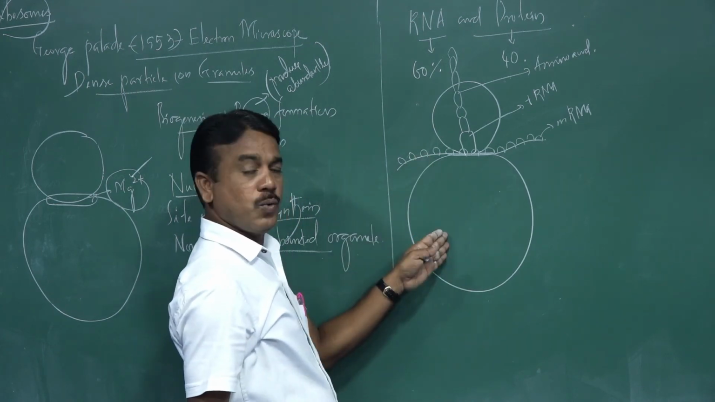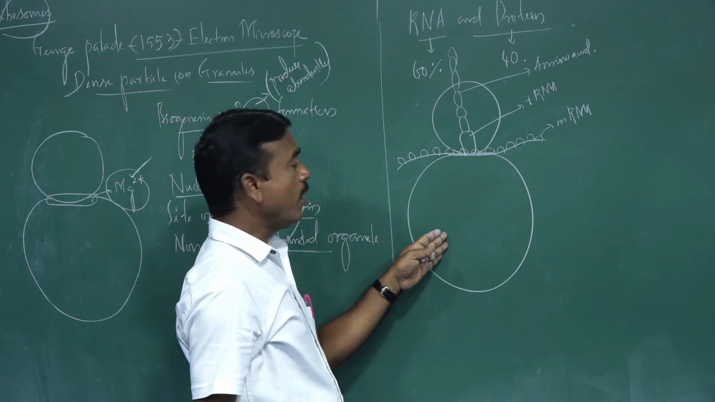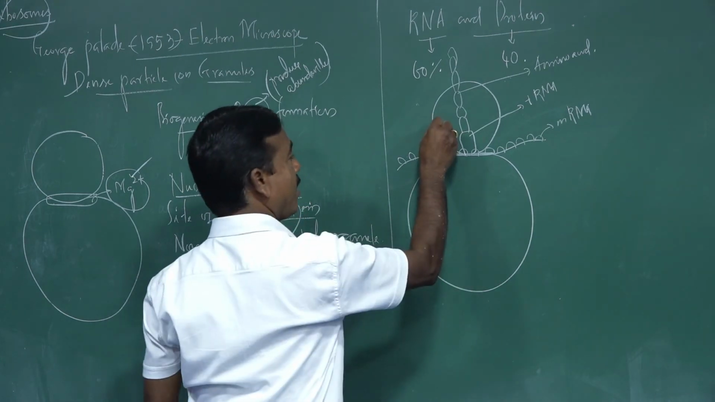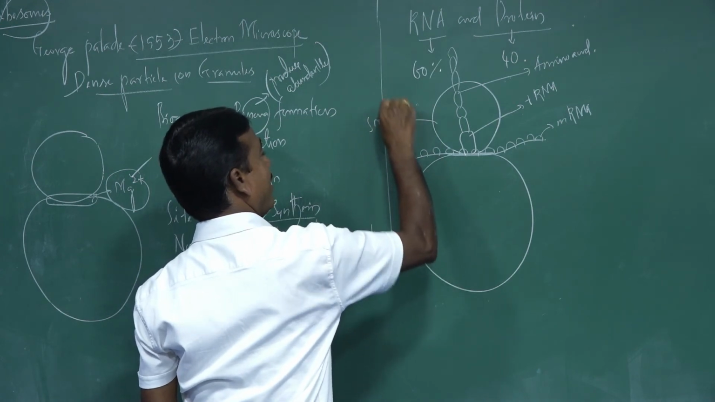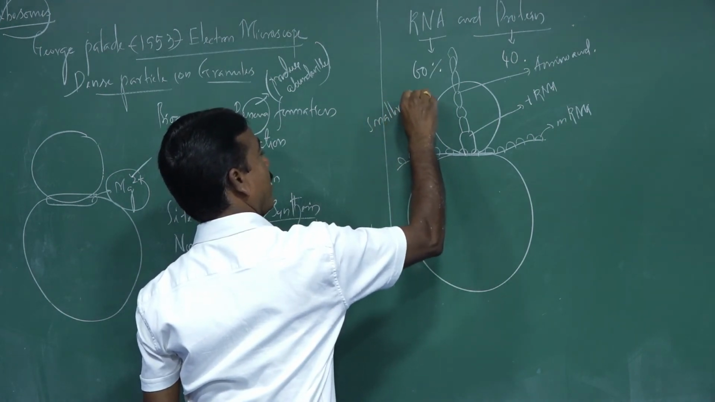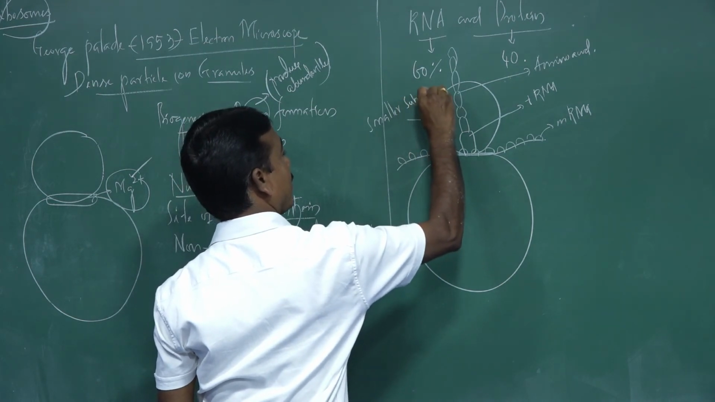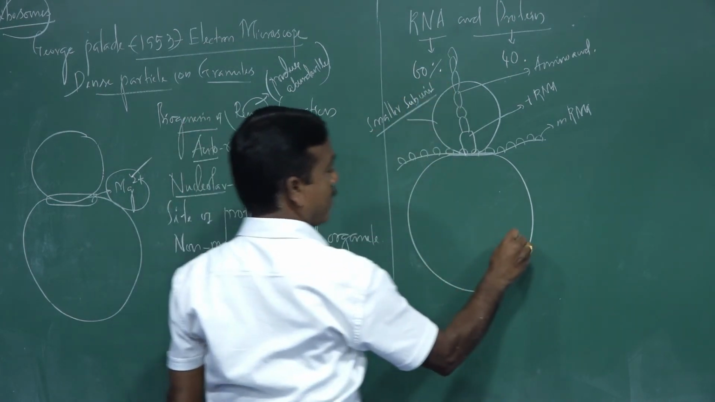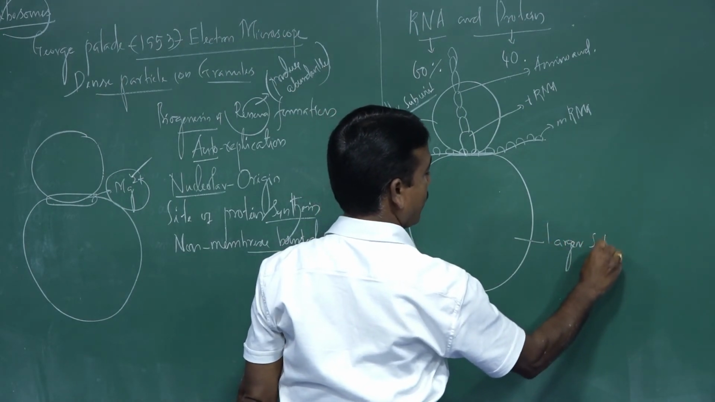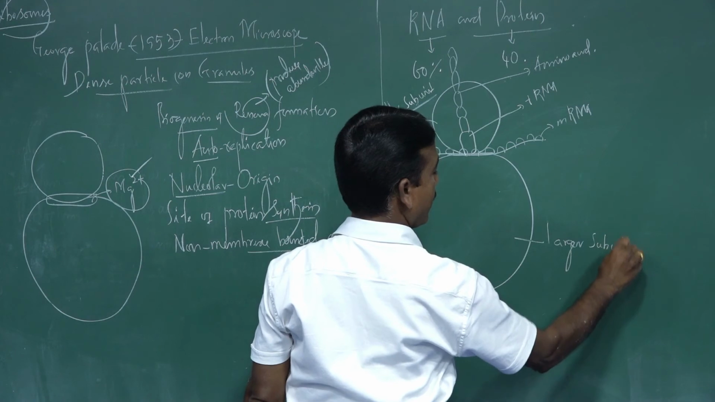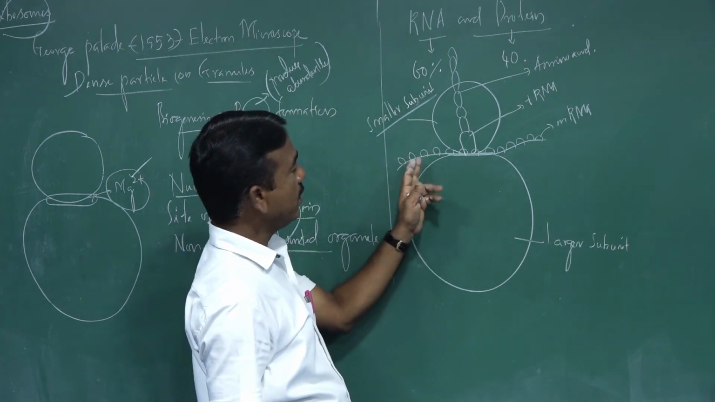Structurally, the ribosome consists of two unequal portions. These are commonly called the smaller subunit and the larger subunit.